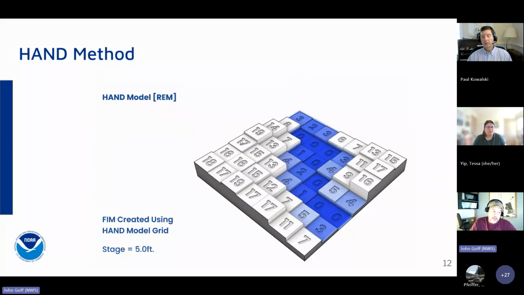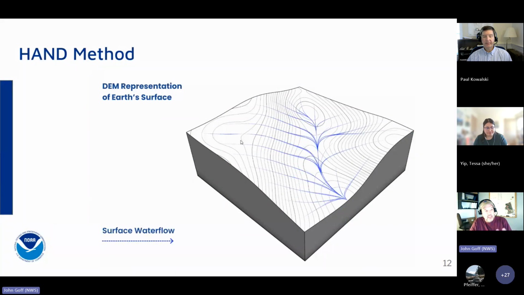There's a lot of assumptions made when doing it this method. It's not as detailed as a HEC-RAS model or a ripple model, which I'll show in a minute. But it's a way it gets you at least a baseline calculation of what the flow is going to be.